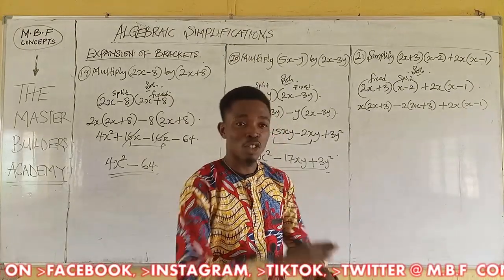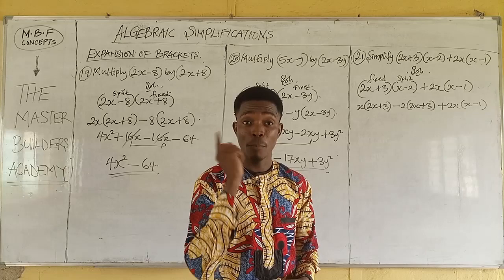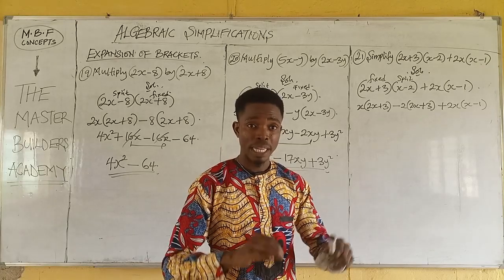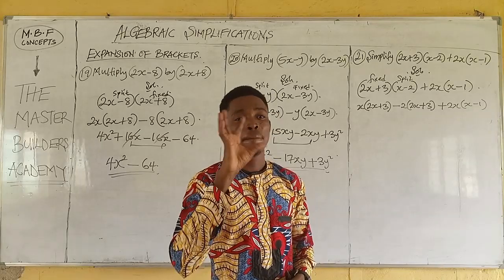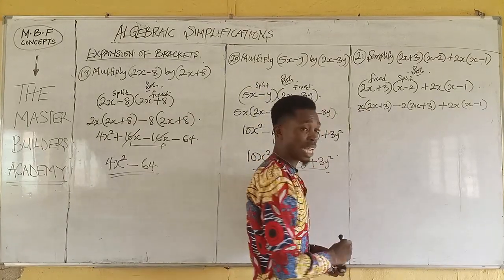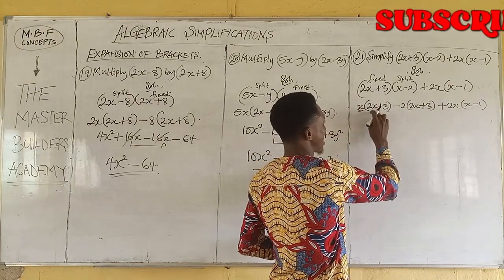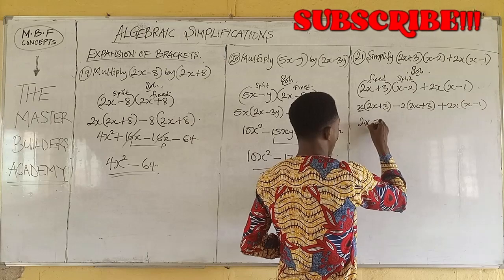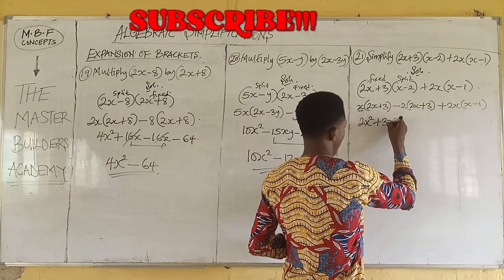The next thing we do now is to remove the bracket, right? Now to remove the bracket, we understand that we must multiply each term in the respective brackets with their respective multiplication factor. So for the first bracket, the multiplication factor here is x. So we are going to use x to multiply everything inside this bracket, and then x times 2x, we are going to have 2x squared, and x times 3, we are going to have 3x. We are done with the first bracket.